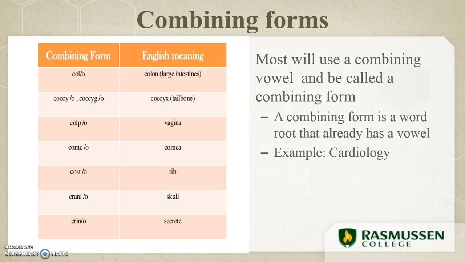Now sometimes most words will have a combining vowel and some will not, and those will be called a combining form. Now I know it sounds a little crazy because a combining form and a combining vowel sound very similar. But a combining form is a word root that already has a vowel attached to it. So kind of like our cardiology example. It already has the O there, so it doesn't need a combining vowel. Instead, it is called a combining form.